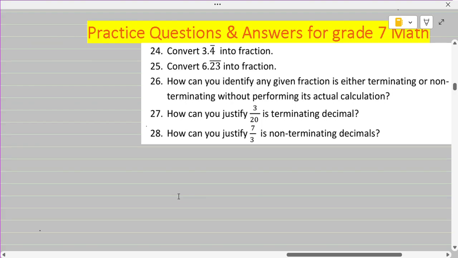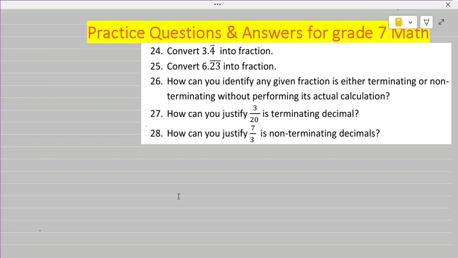Hello all of you. This is a continuation from the first part of the practice questions of the mathematics of grade 7. Here I go from number 24. It says: convert 3.4 bar into a fraction. So here a repeated decimal is given and we have to convert it into a fraction. So how do we start here?